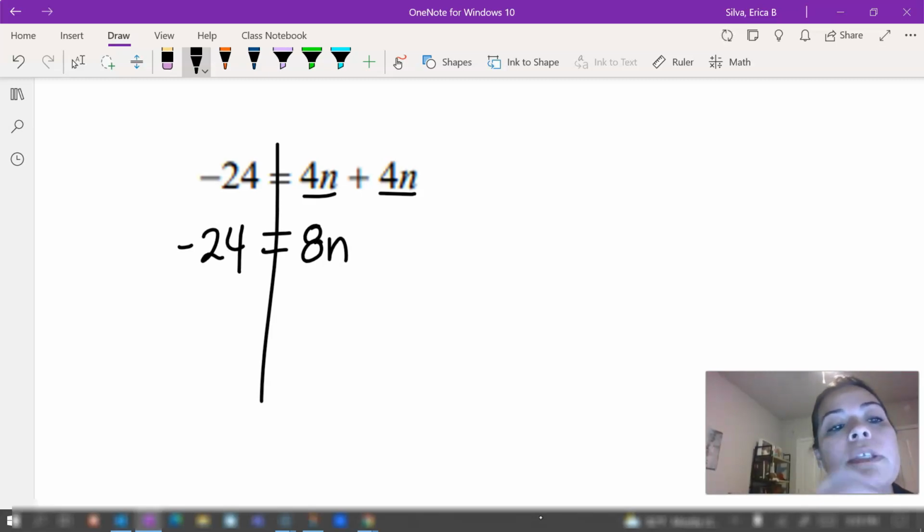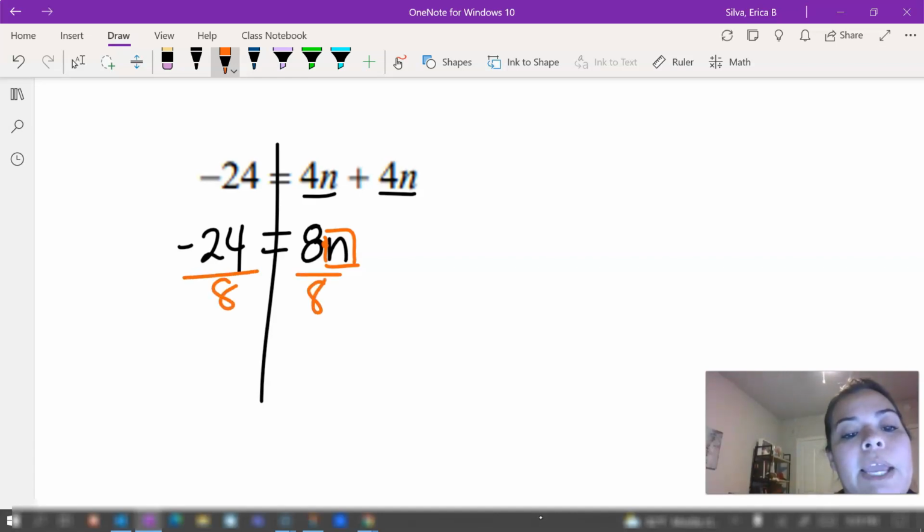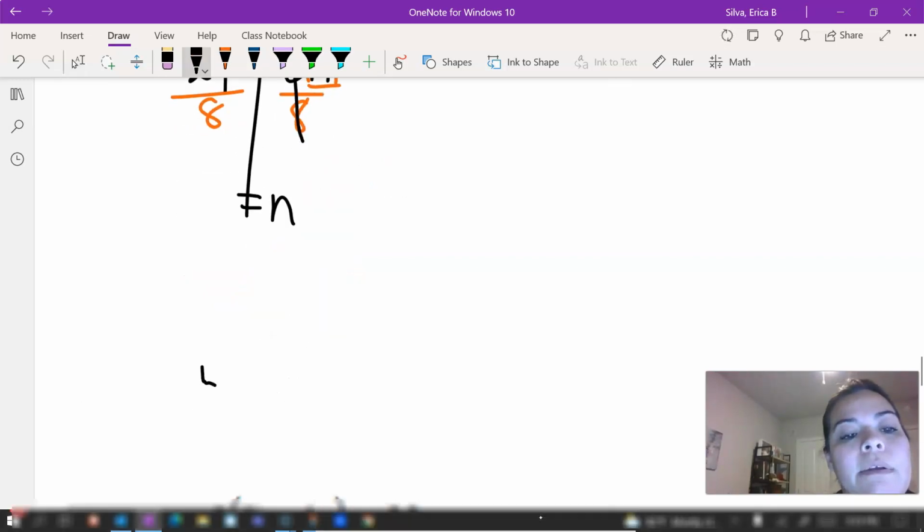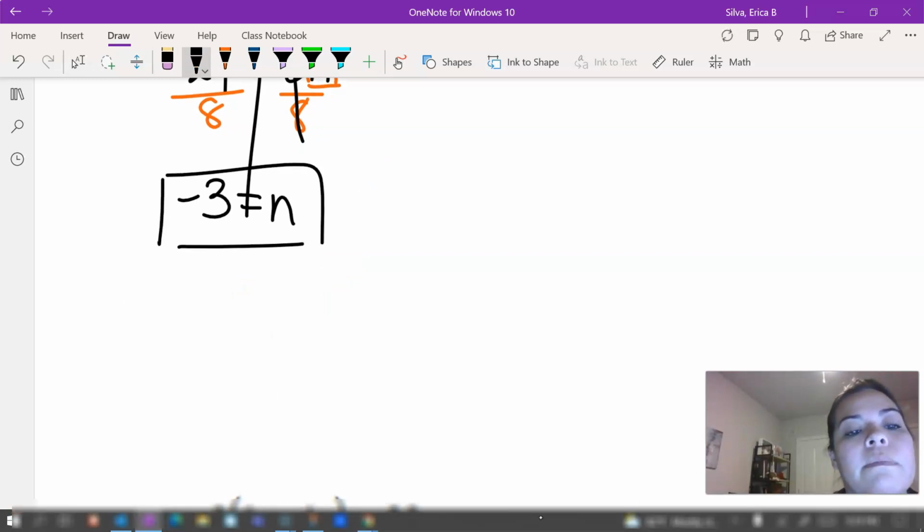So now that we have it this way, there's my n that we need to isolate or get by itself. This 8 is keeping it from being by itself and it's being multiplied. So we want to do the inverse, which is divide by 8. This gives us 1n, and negative 24 divided by 8 will give us negative 3.